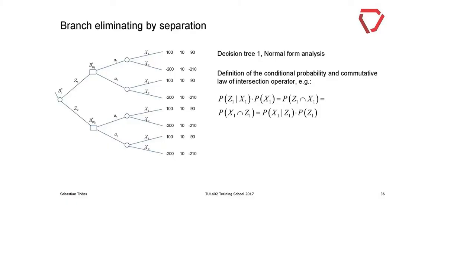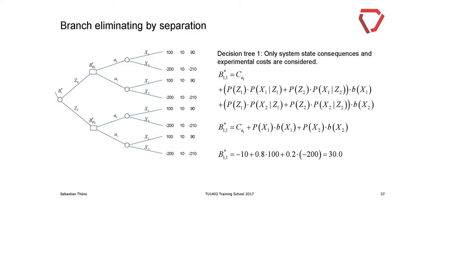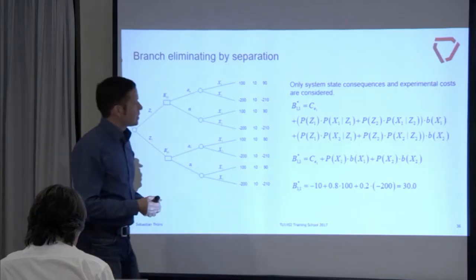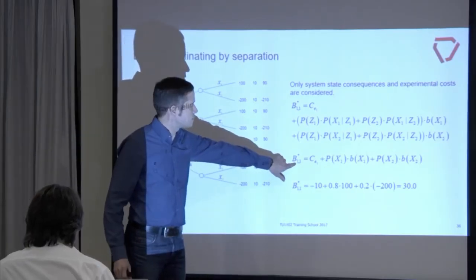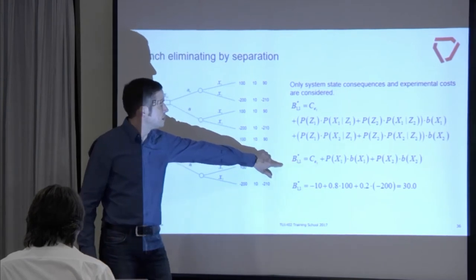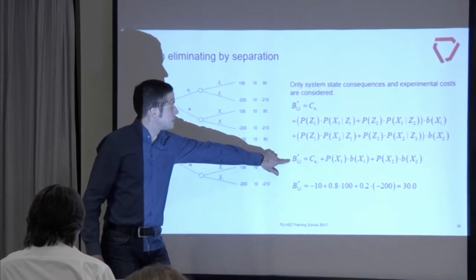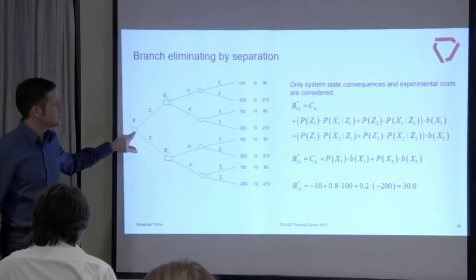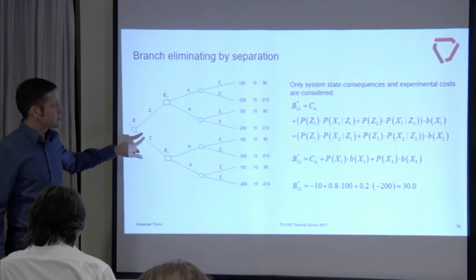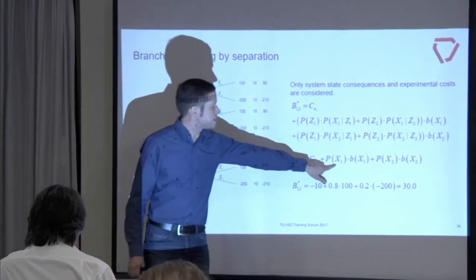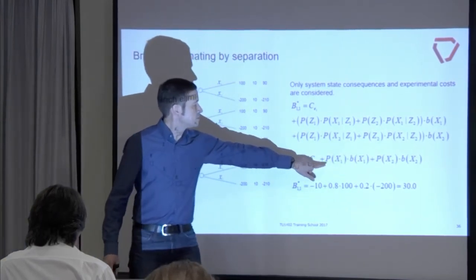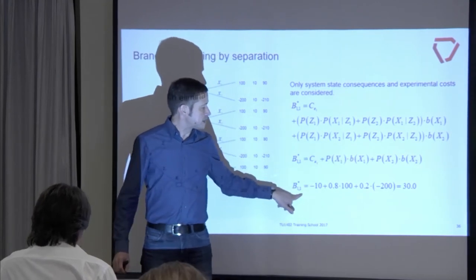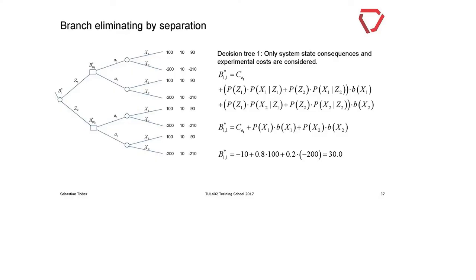If you put this into this expression here, then we can reach a very, very simple expression for calculating the expected benefit here for our decision tree one. So that only depends on the prior probabilities, and then we come up with 30 here.